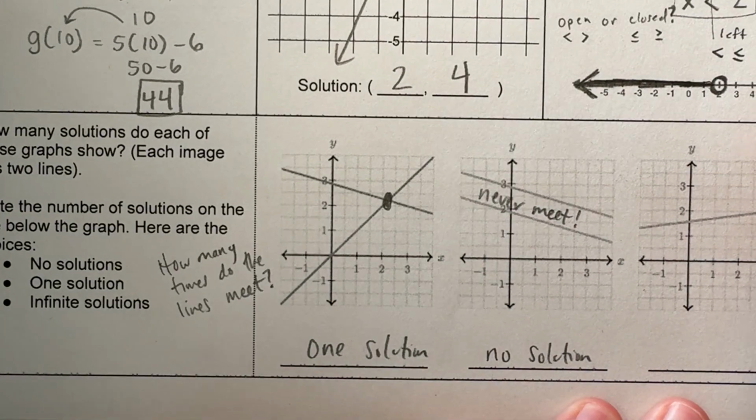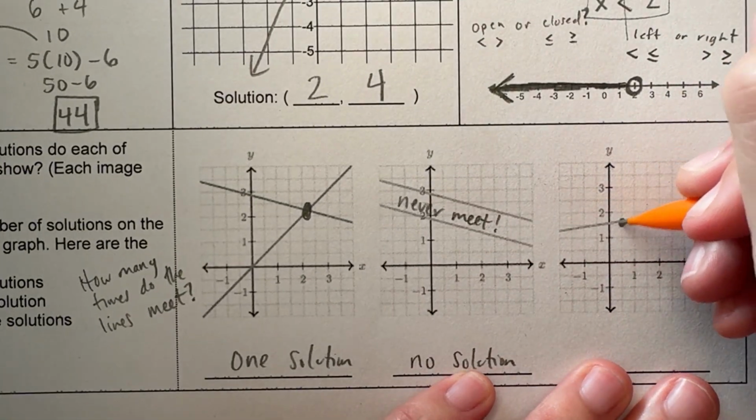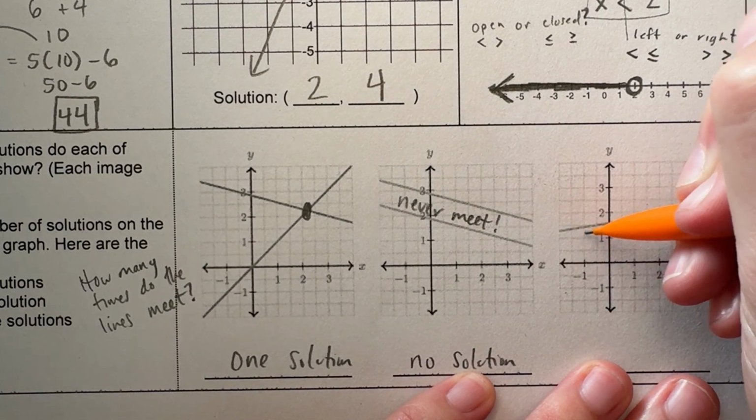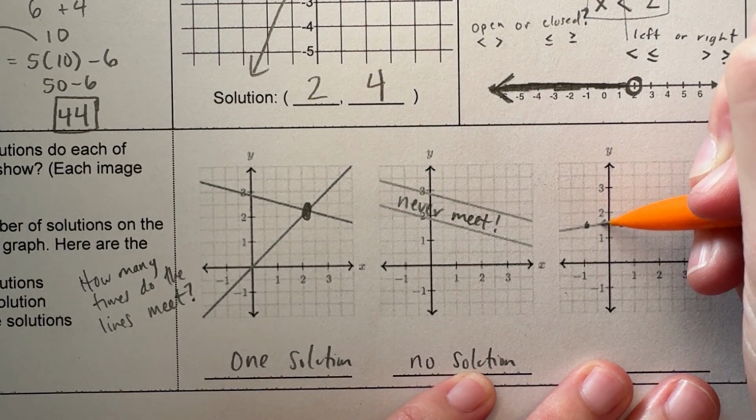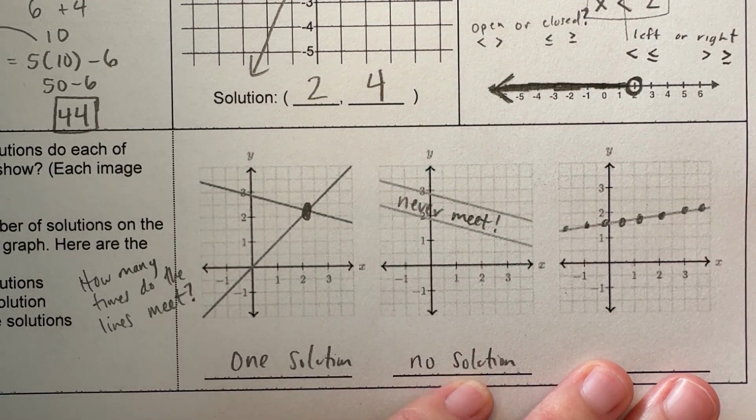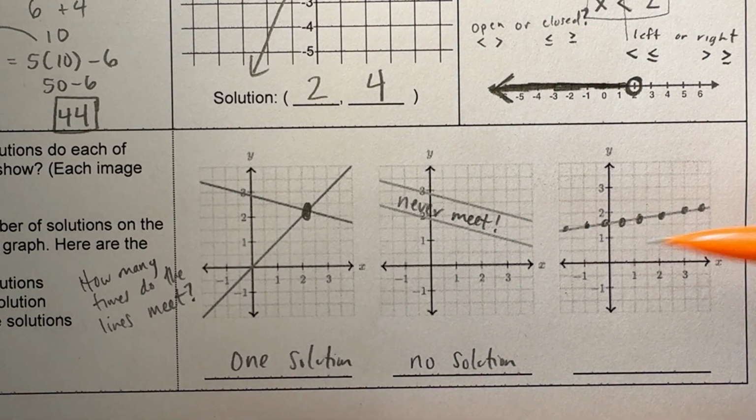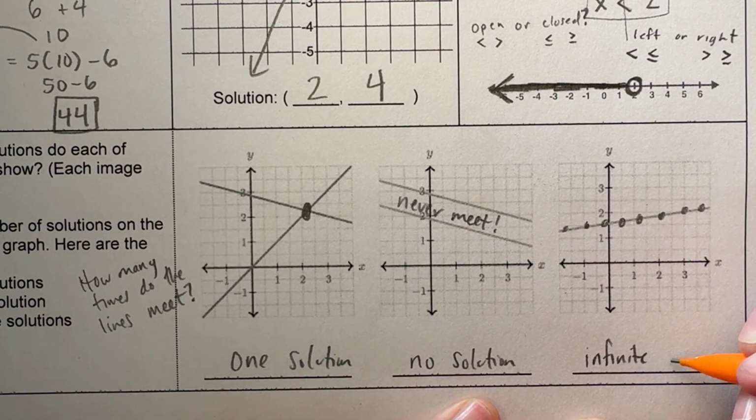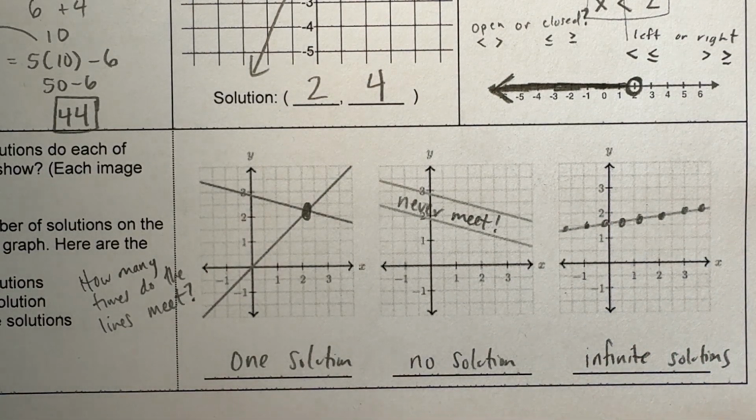And here, these lines meet at every point. They meet here and here and here and here. This is a line, and it's another line sitting on top of it. And they meet here, and here, and here. It's like when you say goodbye to someone and you walk in the same direction. It's awkward. They meet forever. This is infinite solutions. All right, there it is.